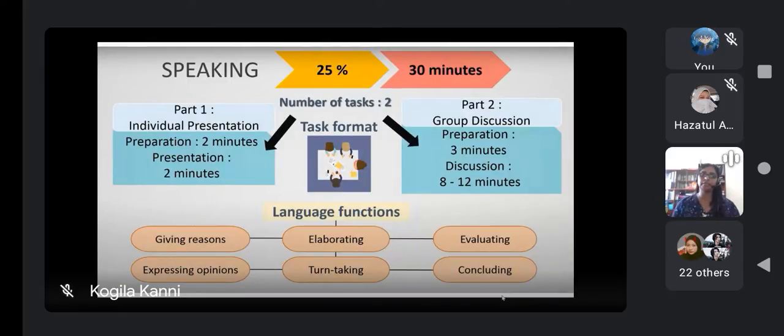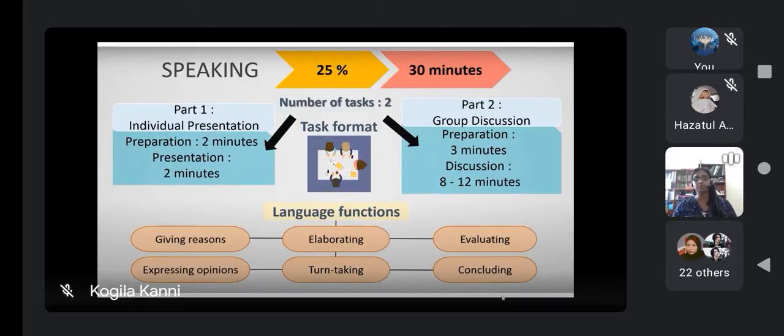Next thing is your speaking. Speaking paper is a little different from what you had earlier. All right, also 25%. It takes about 30 minutes approximately. Sometimes it could take a little longer depending on the situation. You basically have two tasks.